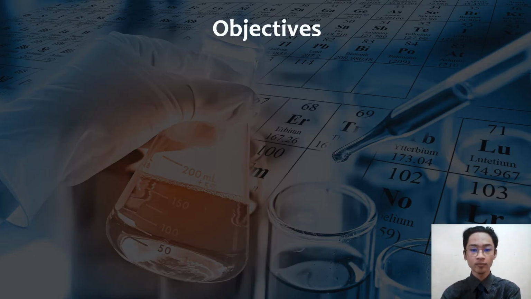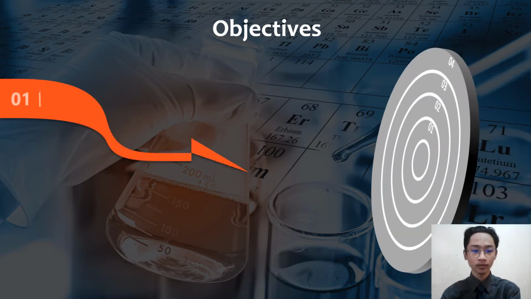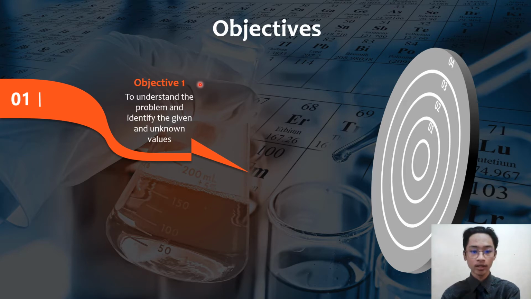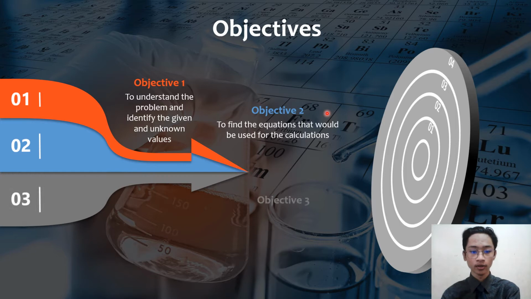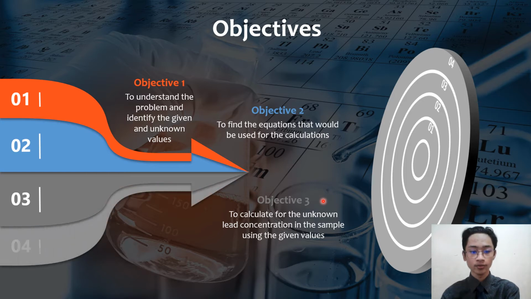So for our objectives, first objective is to understand the problem and identify the given and unknown values. Second objective, to find the equations that would be used for the calculations. Third objective, to calculate for the unknown lead concentration in the sample using the given values. Last objective, to present the result and arrive at a conclusion.